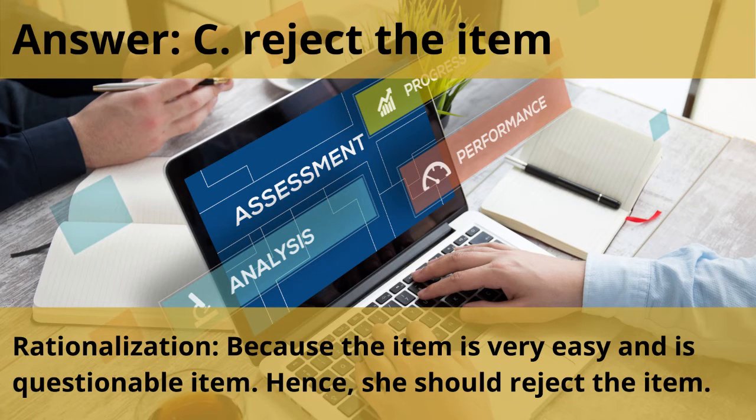The answer is option C. Very good. Reject the item because the item is very easy and is a questionable item. Hence, she should reject the item.